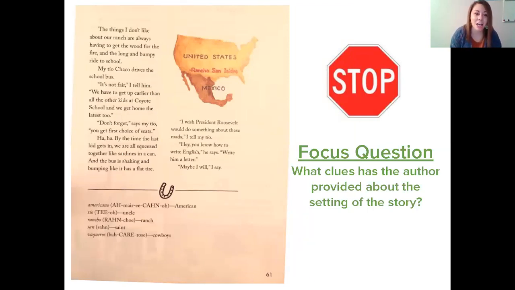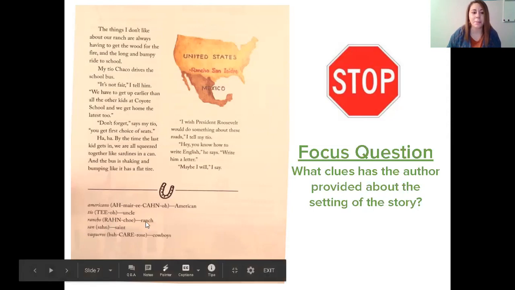Ha ha. By the time the last kid gets in, we are all squeezed together like sardines in a can, and the bus is shaking and bumping like it has a flat tire. I wish President Roosevelt would do something about these roads, I tell my Tio. Hey, you know how to write English, he says. Write him a letter. Maybe I will, I say.